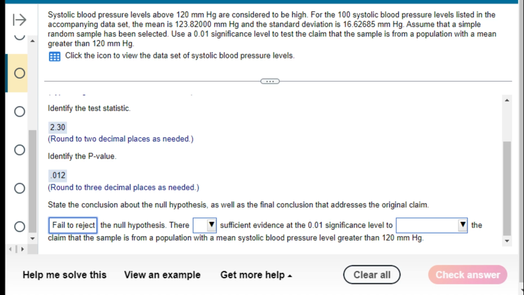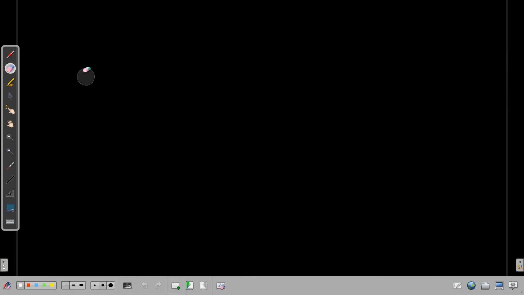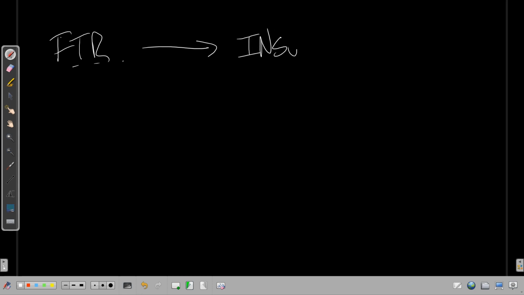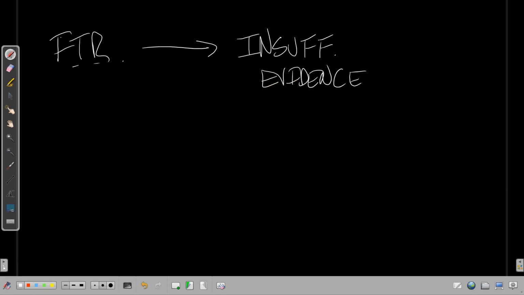Anytime you fail to reject, the same thing happens. If I fail to reject, then that means there is insufficient evidence. Where is the evidence? The evidence is the 100 blood pressures that we measured from our sample. Fail to reject, insufficient evidence.